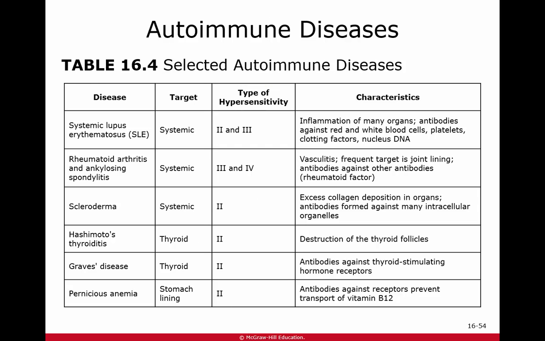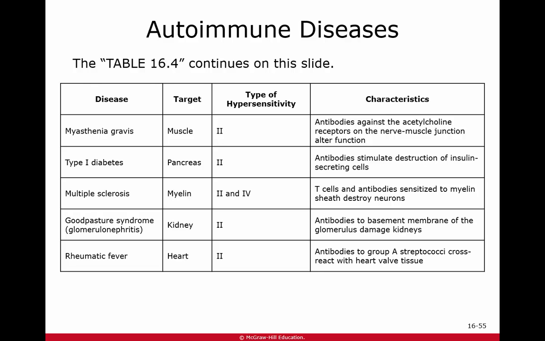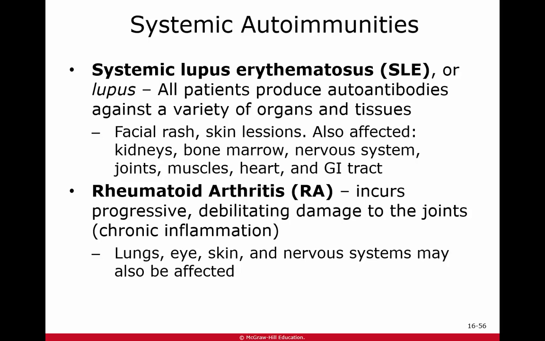These are the autoimmune diseases. You're familiar with a lot of them, and it tells you what type of hypersensitivity it is. You see there the systemic lupus erythematosus, the rheumatoid arthritis, Hashimoto's disease that targets your thyroid, pernicious anemia that targets your stomach lining, myasthenia gravis that will target your muscles, type 1 diabetes, multiple sclerosis destroys your nerve cells. Those are all examples of the autoimmune diseases.